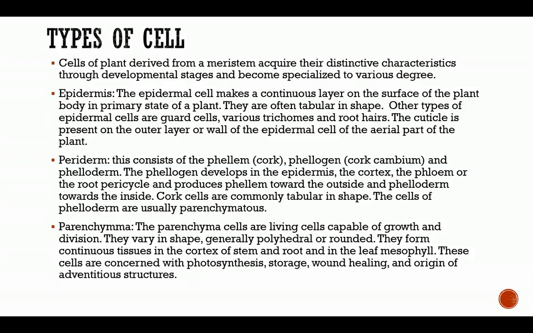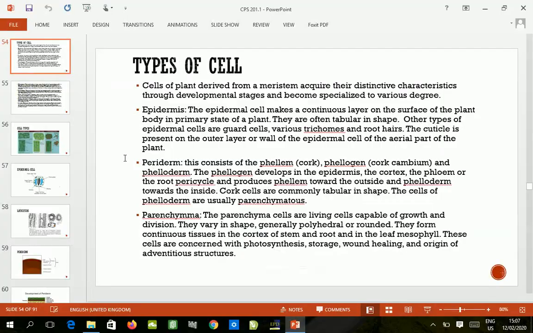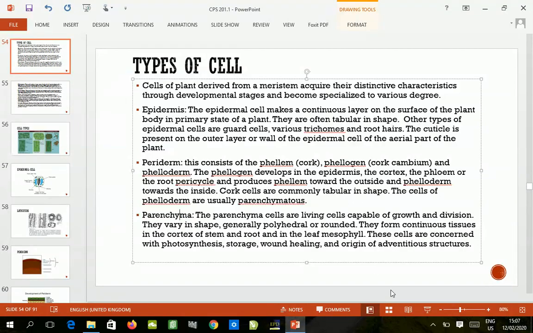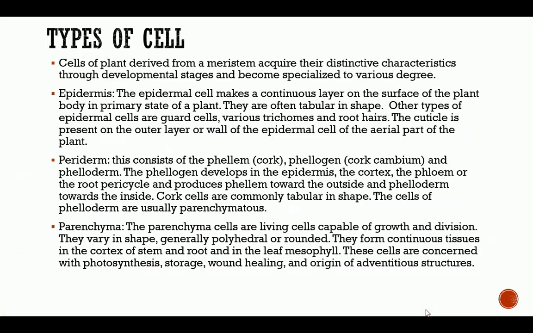We have the parenchyma. The parenchyma cells are living cells capable of growth and division. They vary in shape, generally polyhedral and rounded. They form continuous tissues in the cortex of stem and roots and in the leaf mesophyll. These cells are concerned with photosynthesis, storage, wound healing, and origin of adventitious structures. So they are living cells that are capable of growth and division.